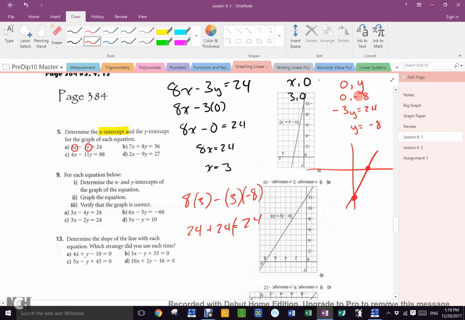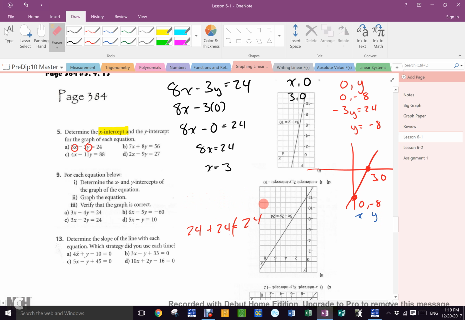Well, the 3 and the 8 are not the x and the y. X and y is a point on the graph. What is this point right here? It is 3 comma 0, correct? What is this point right here? 0 comma negative 8, right? That's an x, that's a y.